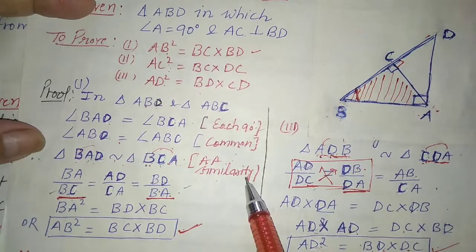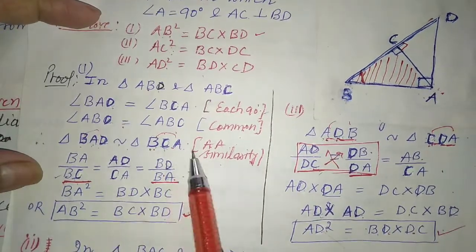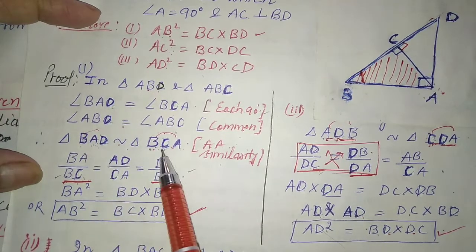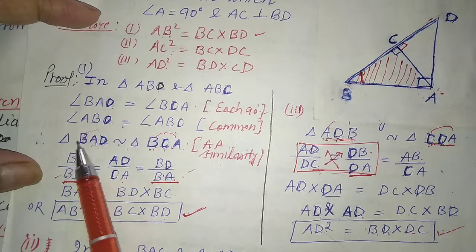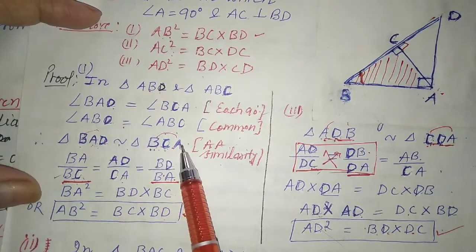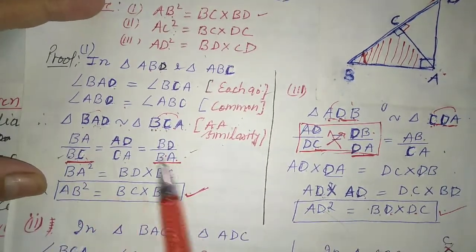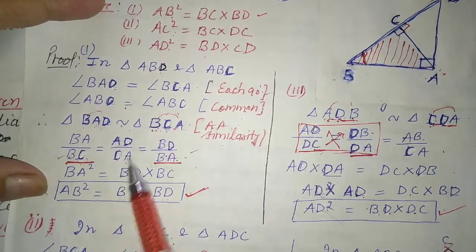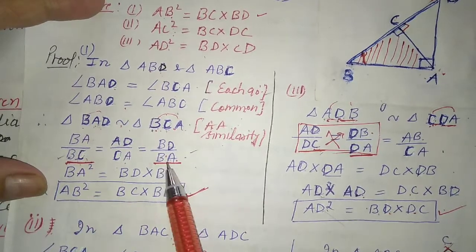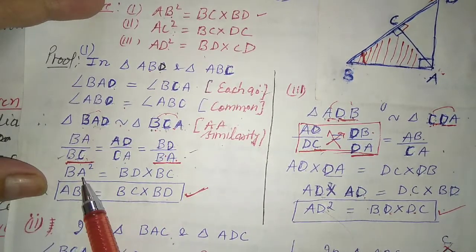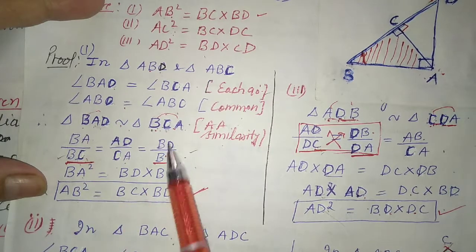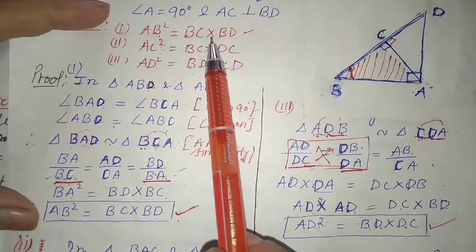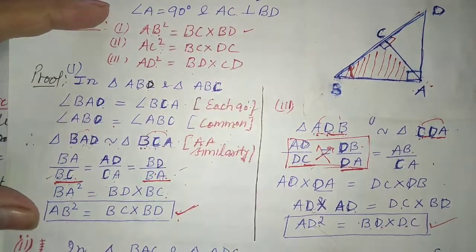This is AA similarity. Hence the sides should be in ratio. So BA upon BC is equal to AD upon CA, and this is BD upon BA. We will choose those parts in which BA appears 2 times. We have to cross multiply, so leave the center part. We will take the first and last and cross multiply. So BA square is equal to BC multiplied by BD. This is the first equation that we want to prove: AB square is equal to BC into BD.